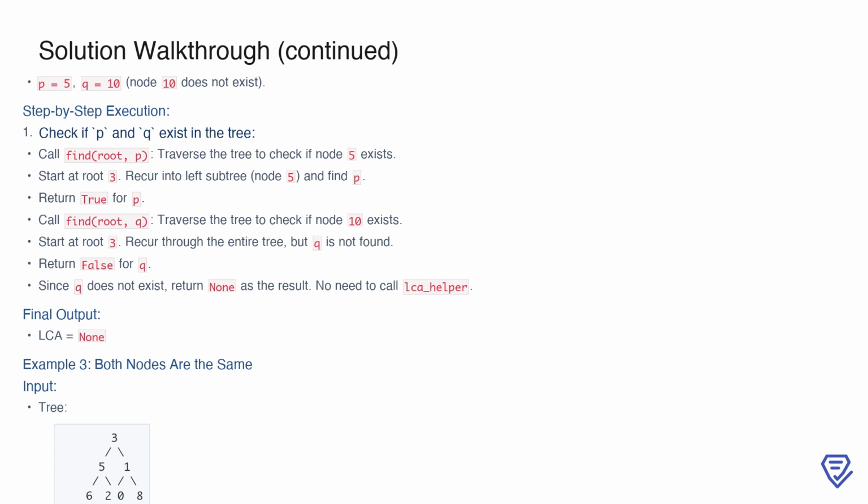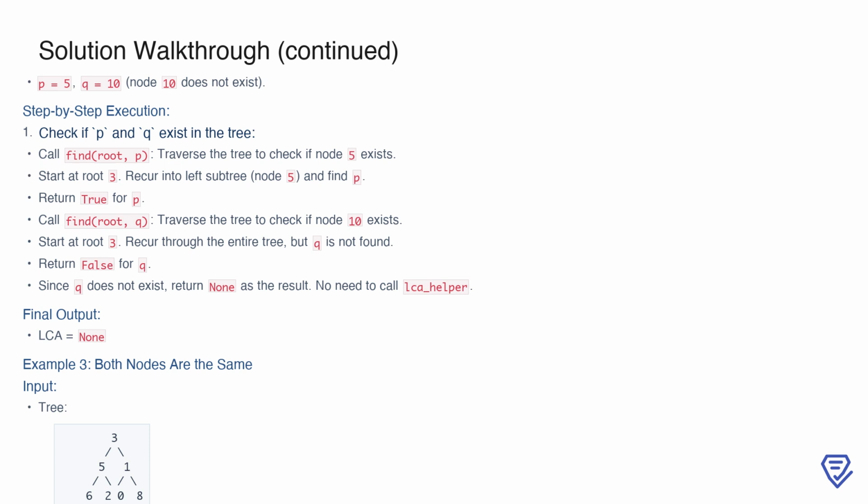However, for Q, node 10, we again start at the root and traverse through the entire tree, but node 10 is not found. The function returns false for Q. Since Q does not exist in the tree, there's no need to proceed with finding the LCA. The function immediately returns none as the result. Therefore, the final output for this example is none.